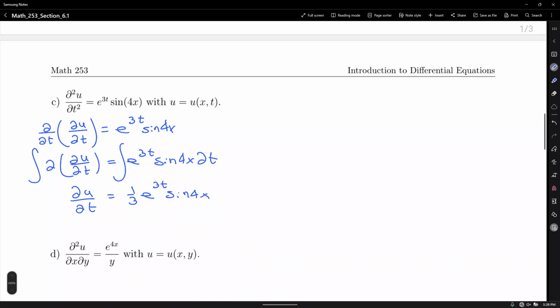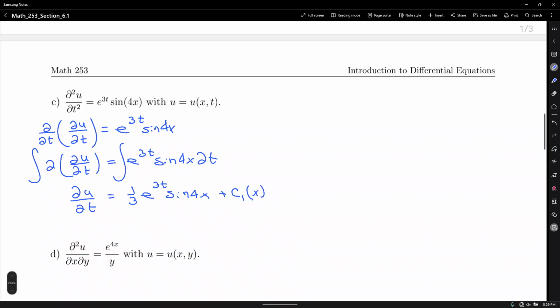However, be careful. Call this plus some c1, okay? And why am I doing the c1? Because we're going to integrate a second time, and that's going to spawn a second constant of integration. Now, we need to be very specific about this constant of integration. Since we integrated with respect to t, this constant is a function of the other variable that was held constant. All right, that is x.